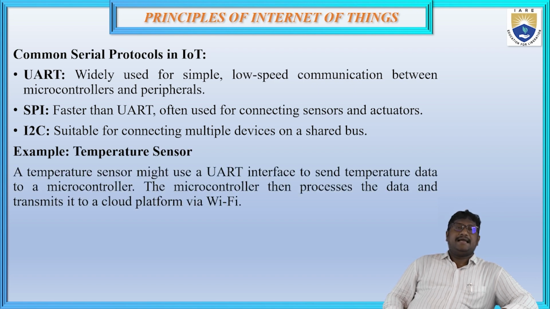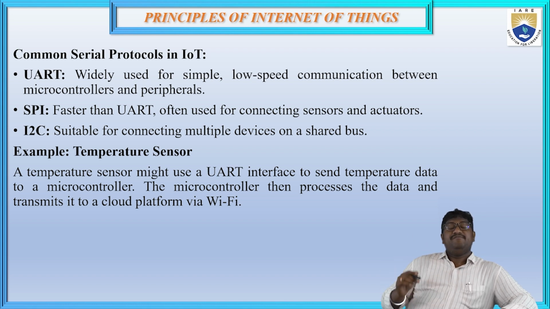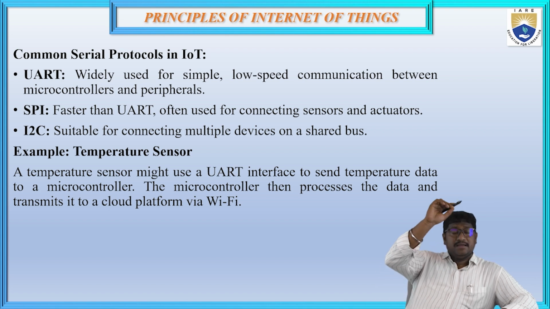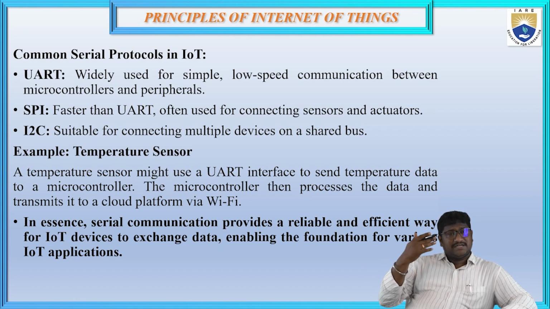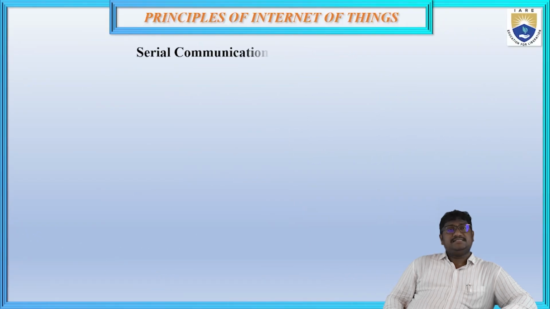An example is a temperature sensor. This is a sensor which might use a UART interface to send the temperature data to a microcontroller. The microcontroller then processes the data and transmits it to a cloud platform via Wi-Fi. In essence, serial communication provides a reliable and efficient way for IoT devices to exchange information, and puts a foundation under various kinds of IoT applications.